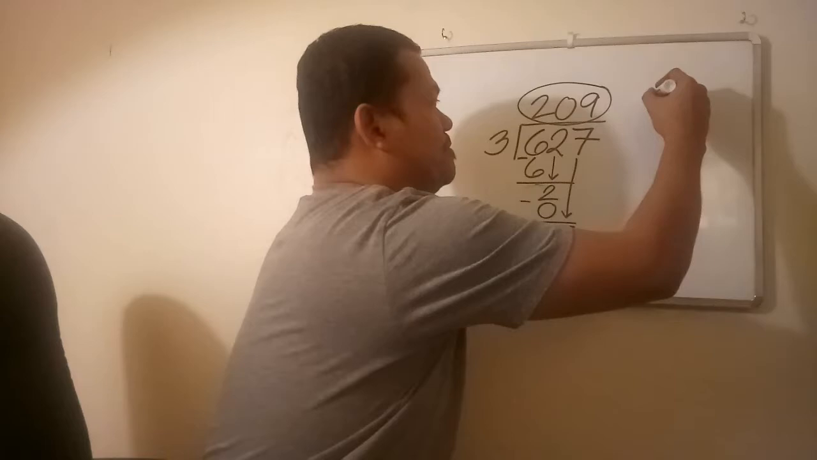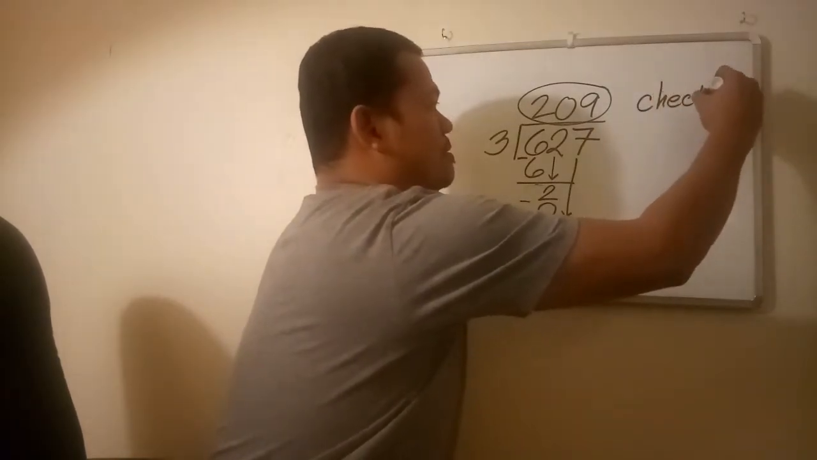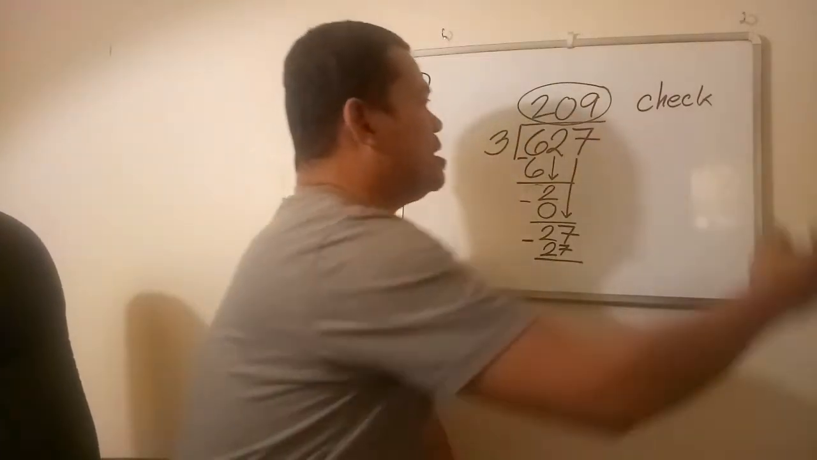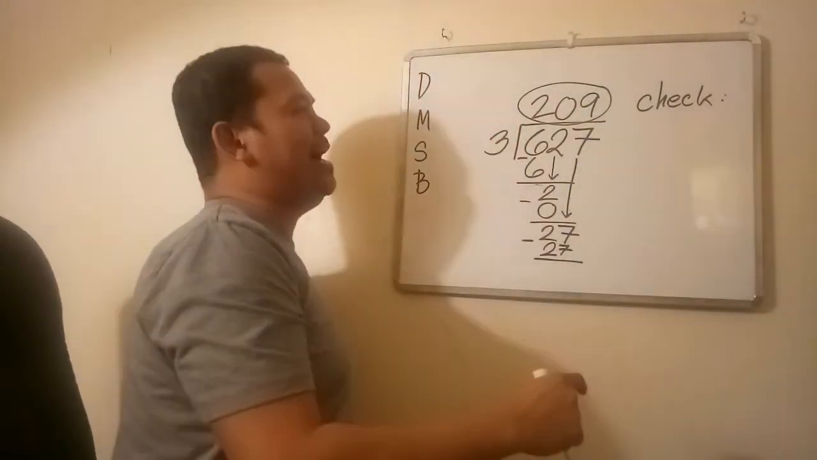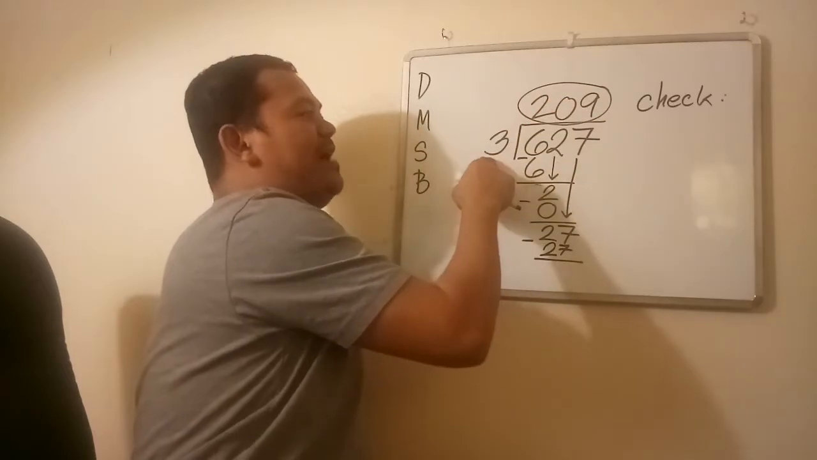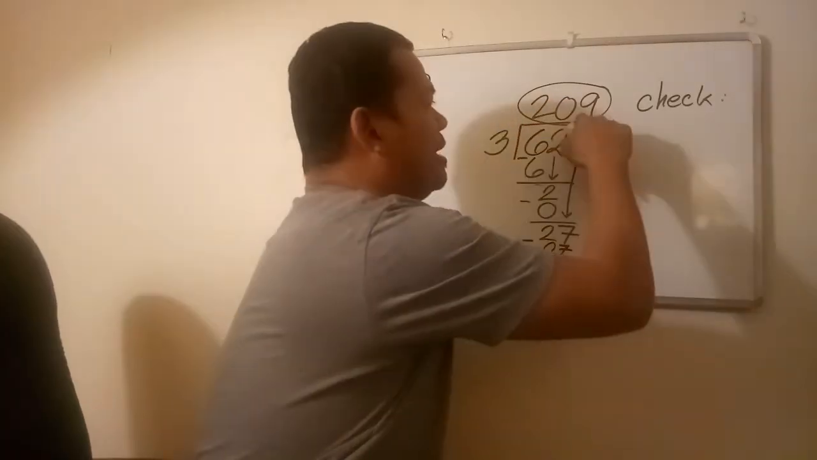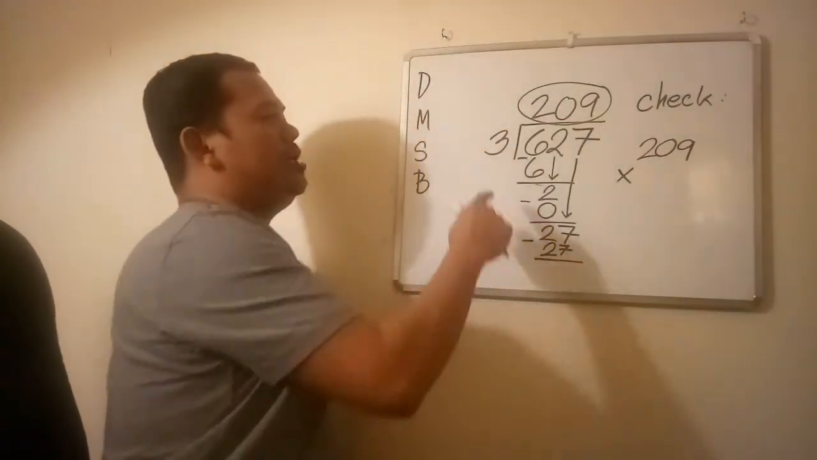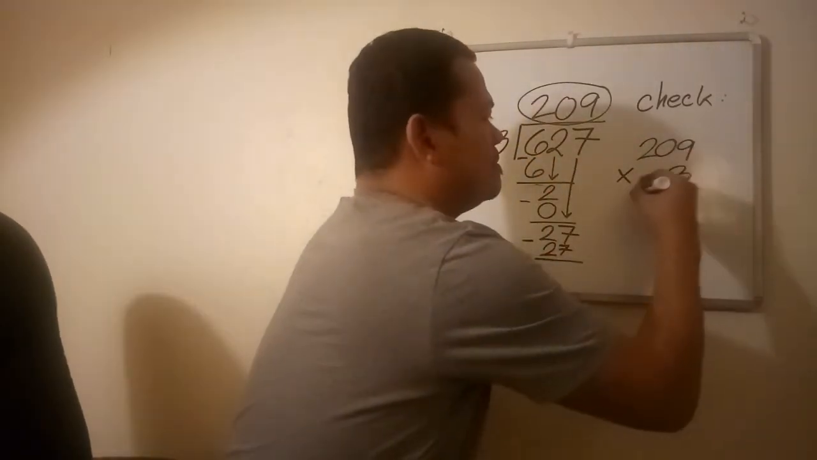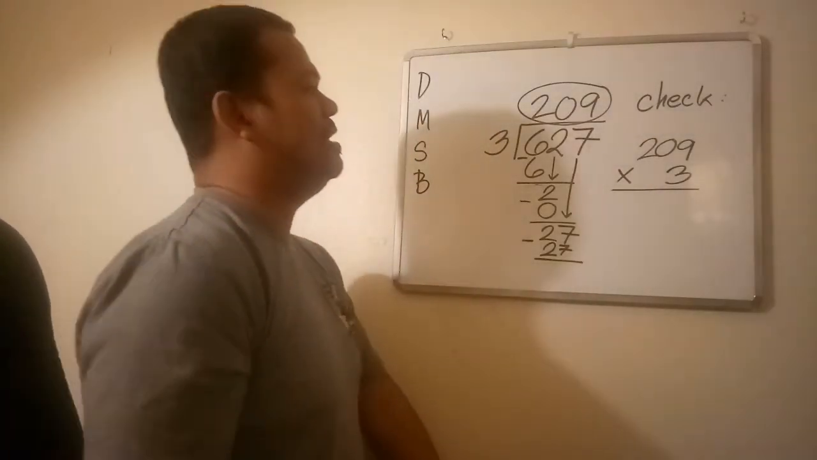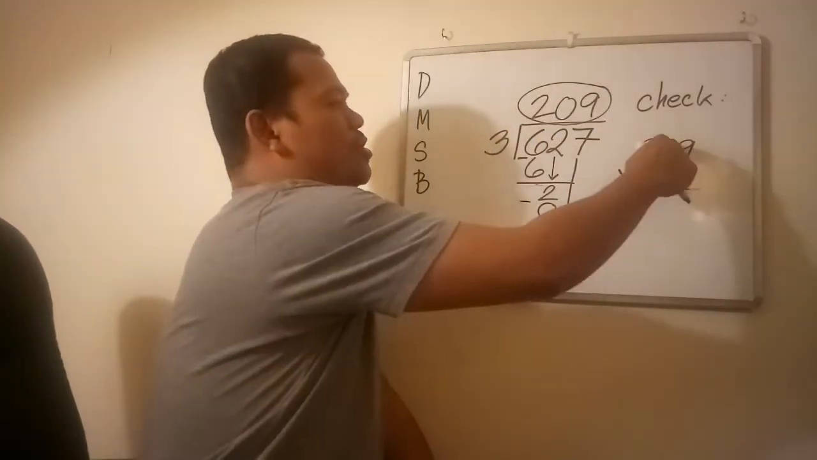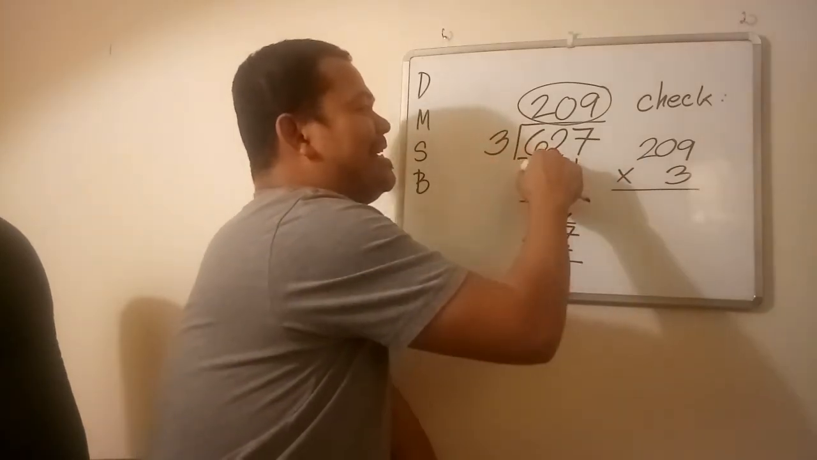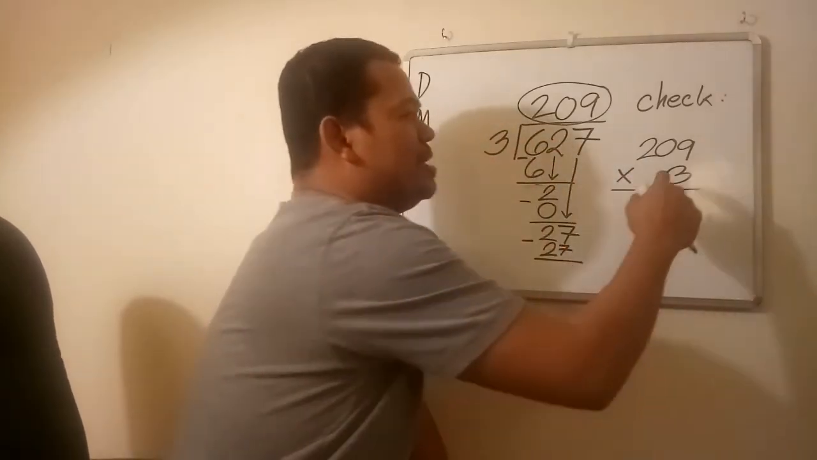In order to check this one, who got the same answer? Very good. Now, to check, we are going to multiply the quotient times the divisor. Your quotient is 209, right? 209 times your divisor 3. Let us multiply the quotient, 209, times the divisor to find out if the dividend is 627.